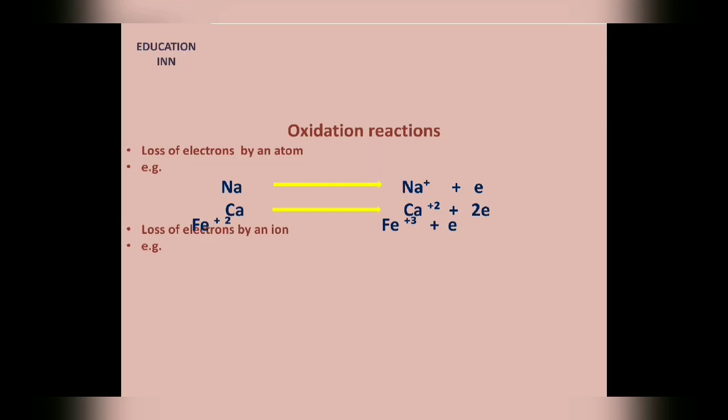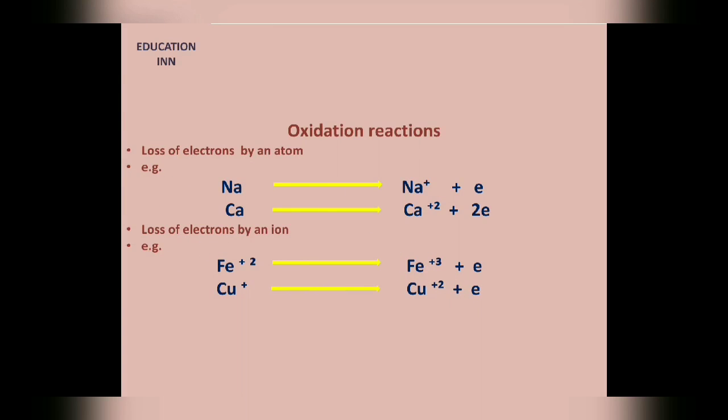For example, iron, which belongs to the transition elements, has the ability to show more than one oxidation state. It shows +2 oxidation state and +3. When iron +2 loses another electron, it produces iron +3 ion, and this loss of electron is termed as oxidation reaction. Same is the case for copper.